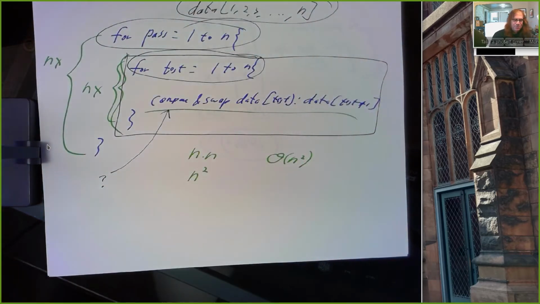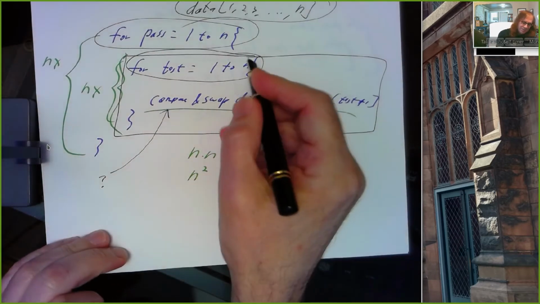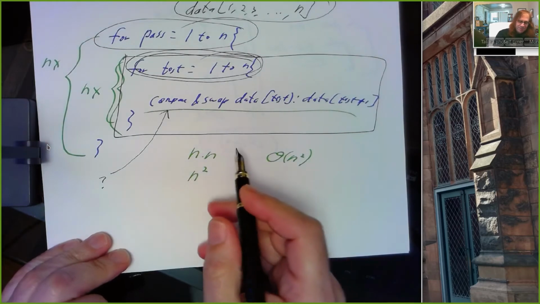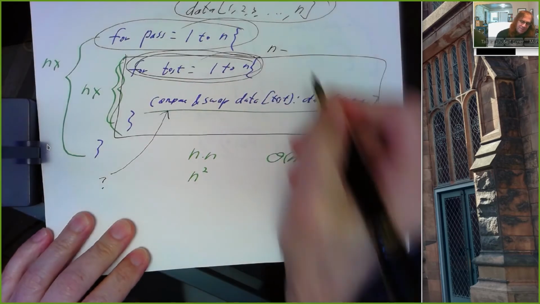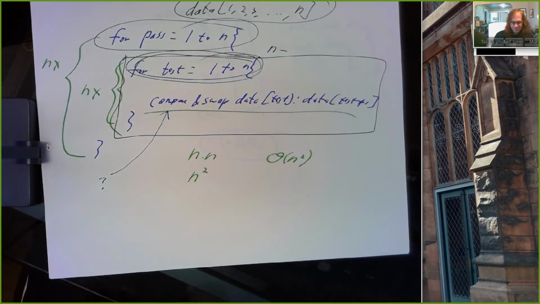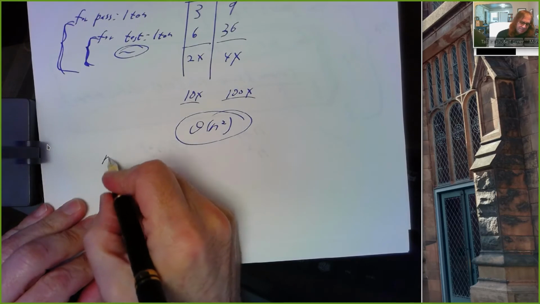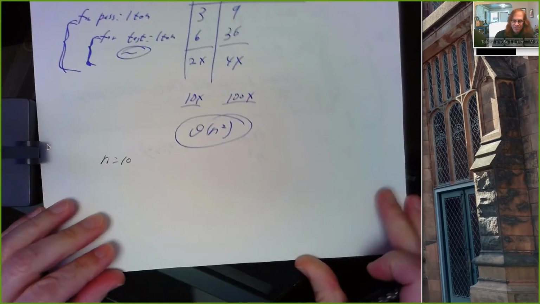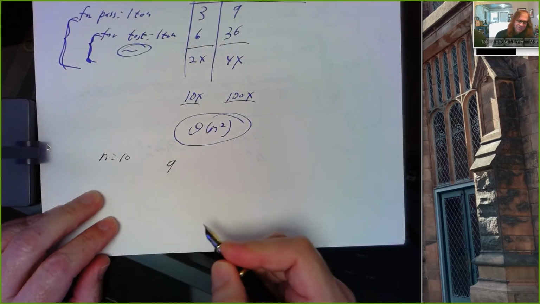can actually be made more efficient. We don't need this inner loop to compare every number with every other number. We can actually stop; we can go up to n minus something. So if we have, let's say, 10 pieces of data, the first time through we actually only have to do 9 comparisons. It's not actually n, it's n minus 1, so we have to do 9 comparisons.